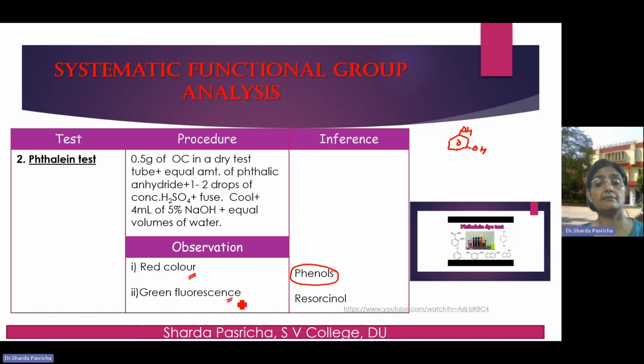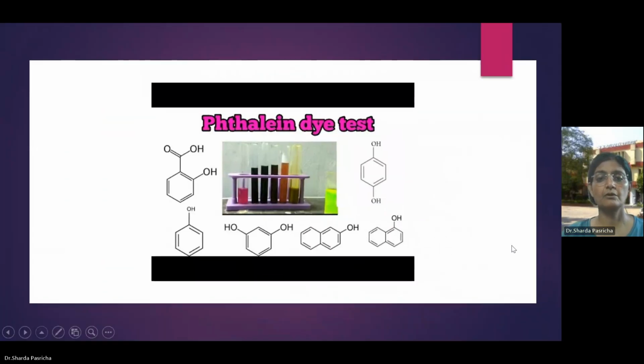However, if you get a beautiful green fluorescence, it confirms the presence of resorcinol. Let us understand the chemistry of this reaction. You can see this is the beautiful green fluorescence that you will get in case of resorcinol. All the other phenols will give you some pinkish coloration.